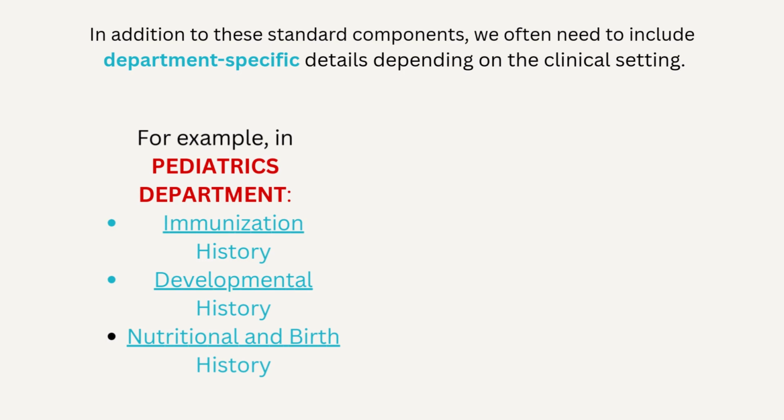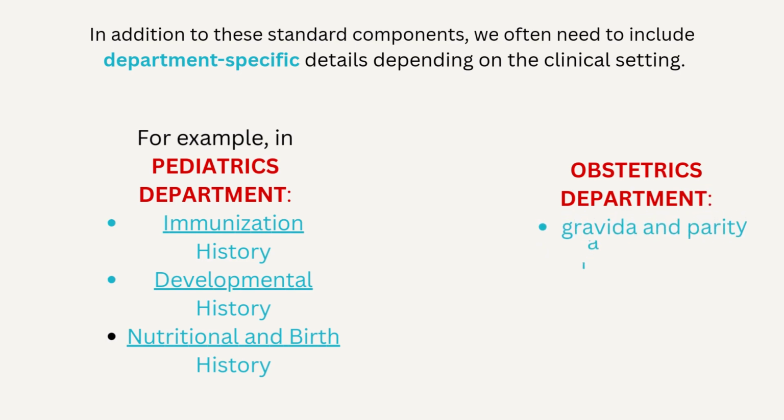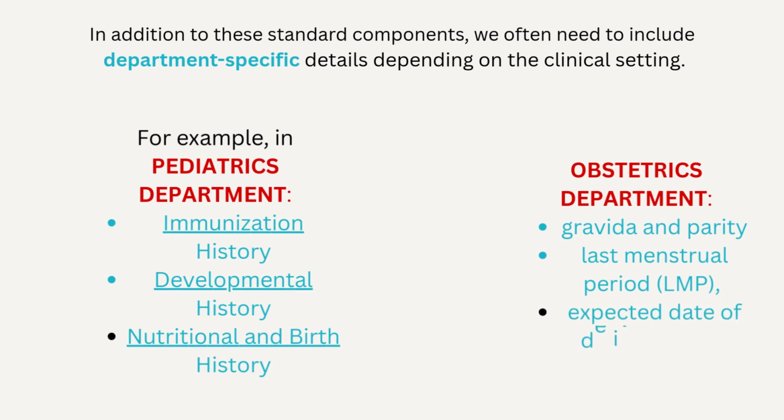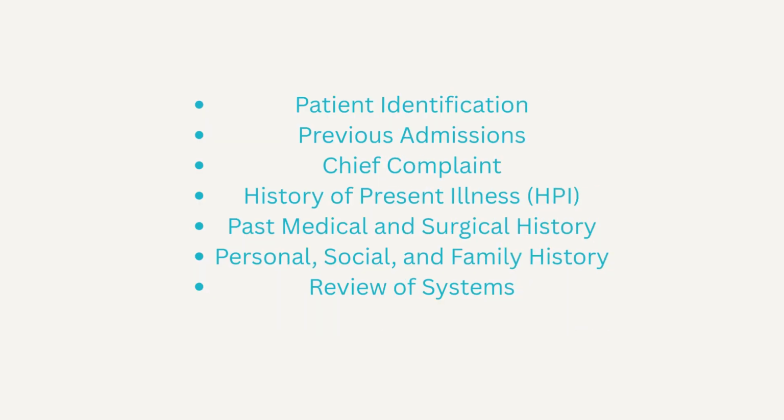Similarly, in the obstetric ward, there are specific elements we must add under the history of present illness, such as gravida and parity, last menstrual period, LMP, expected date of delivery (EDD), and other pregnancy-related details. Customizing the history format according to the department ensures that we collect complete, focused, and clinically useful information. For today's video, we're going to focus only on the standard or common components of history taking. We'll cover the department-specific additions in future videos.